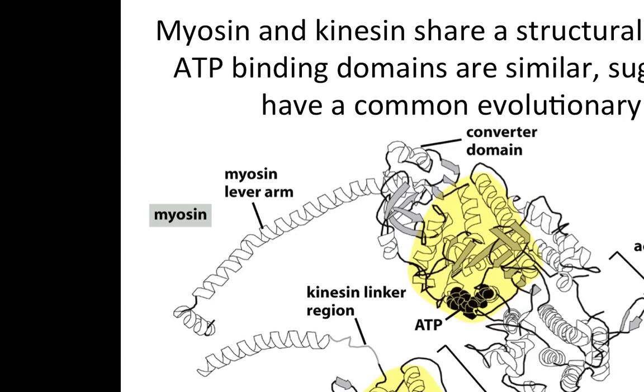So you might have noticed myosin and kinesin have similar structures. They share a structural core. The ATP binding domain in both of them is quite similar, suggesting they have a common evolutionary origin. This is myosin here, and this is kinesin over here, showing a similar ATP binding region. That's interesting because they actually have different tracks, right? The actin binding site is very different from the microtubule binding site. That makes sense.